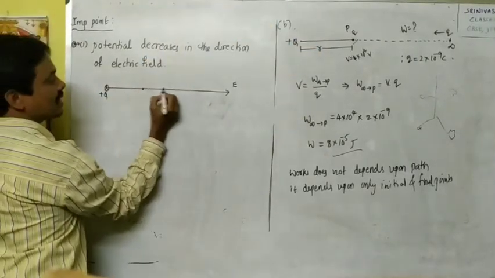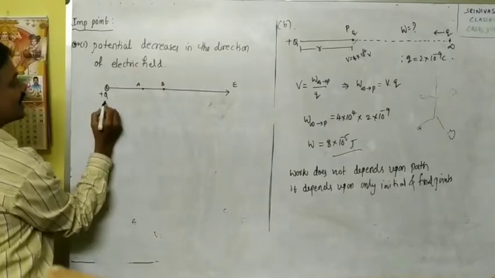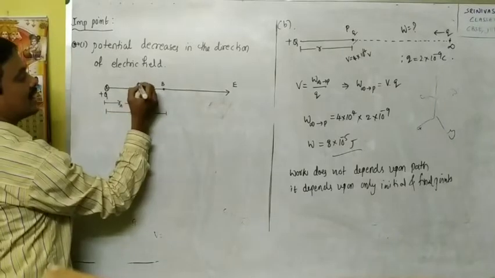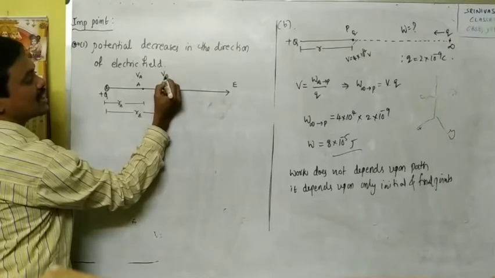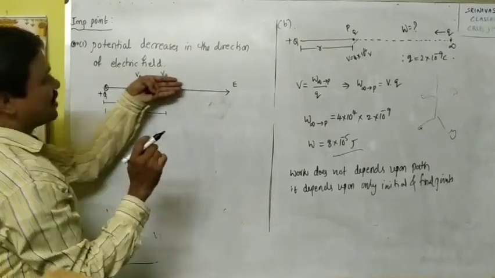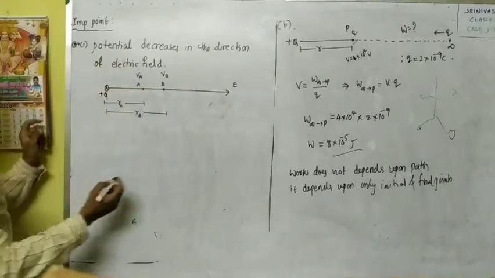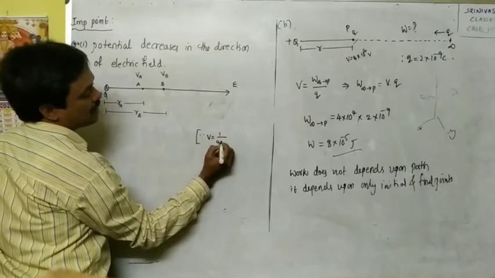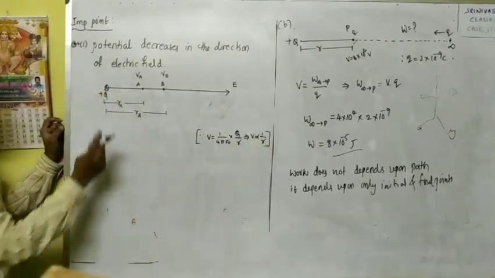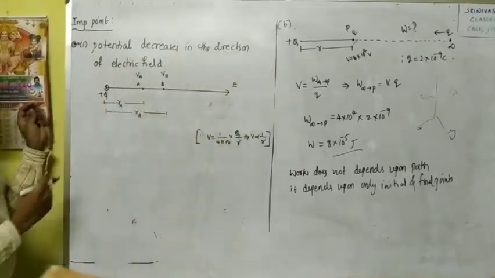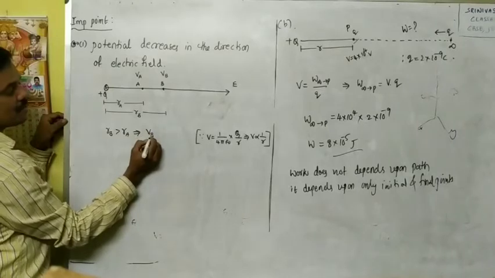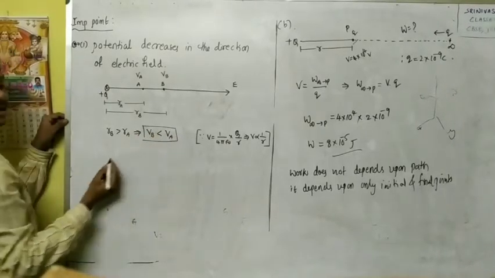Let us take two points, A and B. At A, at what distance? RA. And at B, at what distance? RB. At point A the potential is VA, at point B the potential is VB. Now tell me, at which point is the potential high? If you go in the direction of the electric field, the potential will decrease. Why will it decrease? We know the potential formula, 1 by 4 pi epsilon naught into Q by R. From this, the potential is inversely proportional to R. When the distance increases, the potential decreases. That means here RB is greater than RA, so the potential at B is less than the potential at A.